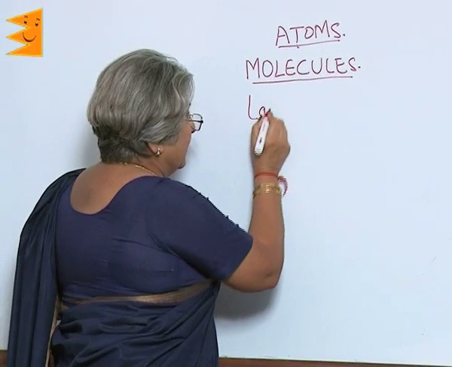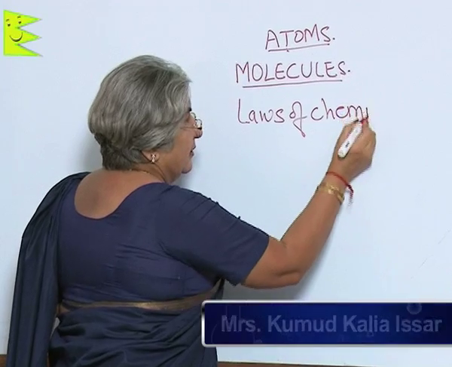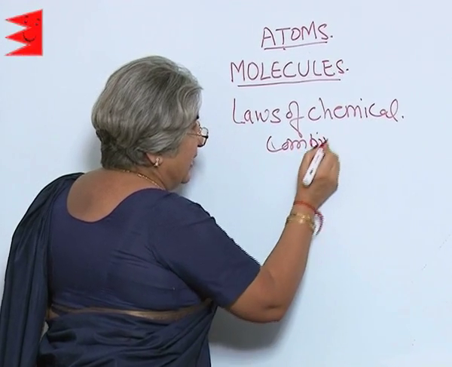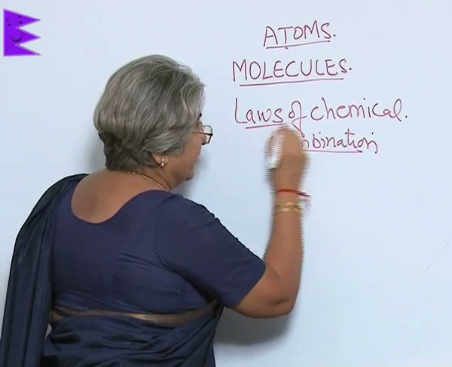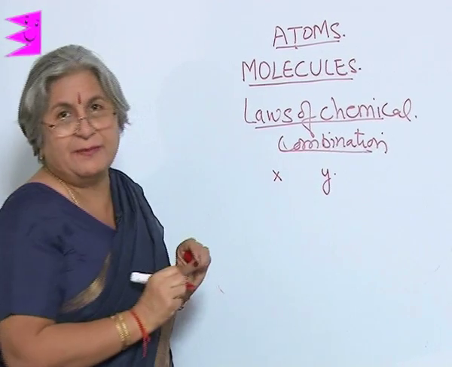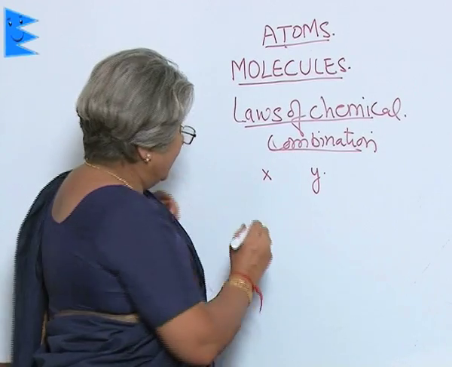Laws of chemical combination. Now, a simple activity will explain to you what this law of chemical combination is. Say you take two types of chemicals and label them as X and Y.